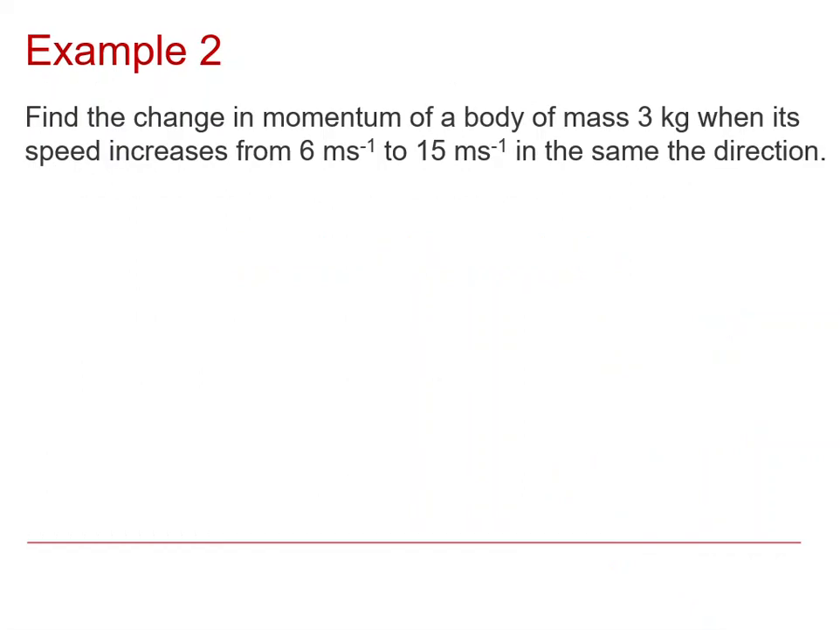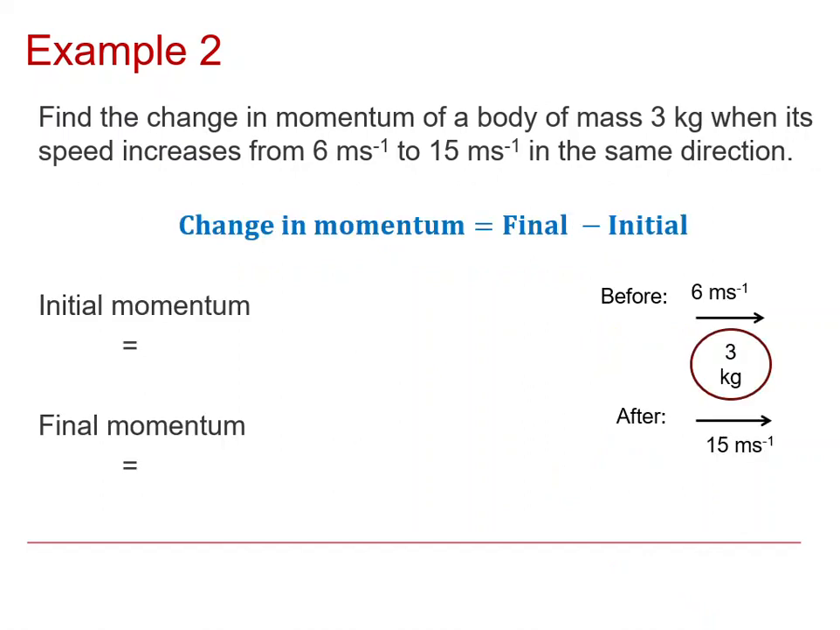Now we want to find the change in momentum of a body of mass 3 kilograms when speed increases from 6 to 15 meters per second. It helps to have a way of representing this in a diagram. So here we go. You draw a picture of the body and you put above the situation beforehand and below the situation afterwards. So in this case we can see that the initial momentum will be 3 times 6, and that will be Newton seconds, and afterwards it will be 3 times 15, again Newton seconds.